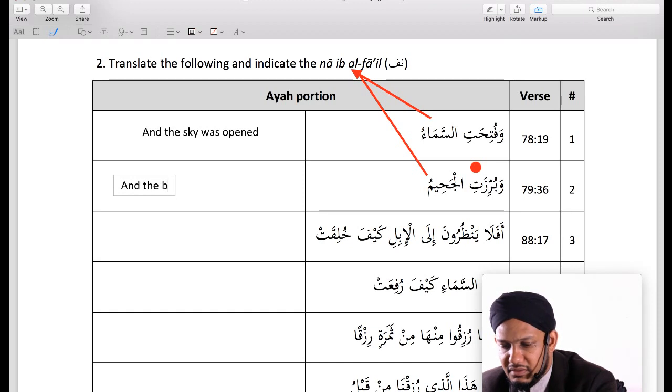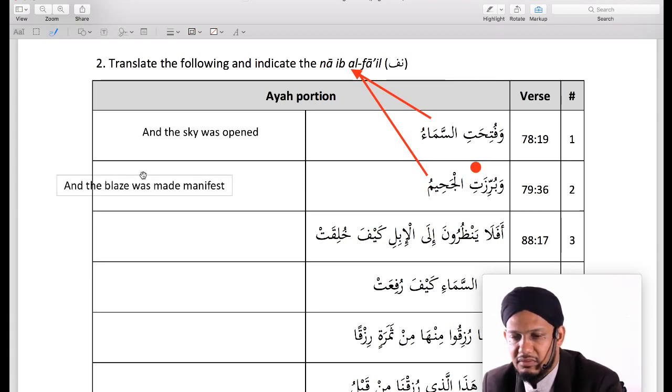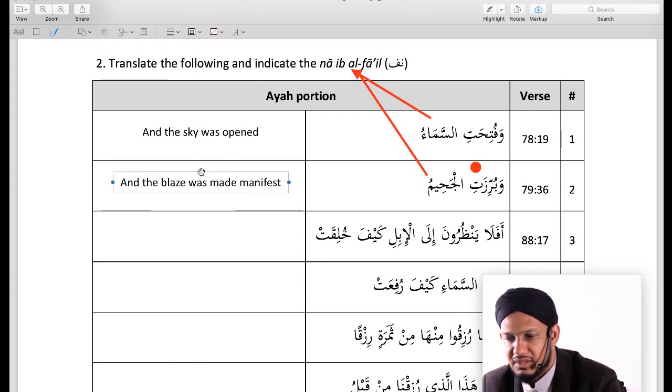and the blaze was made manifest. I'm just going to keep the tense as it is now. We won't discuss the tense changes now. Just keep the tense as it is.